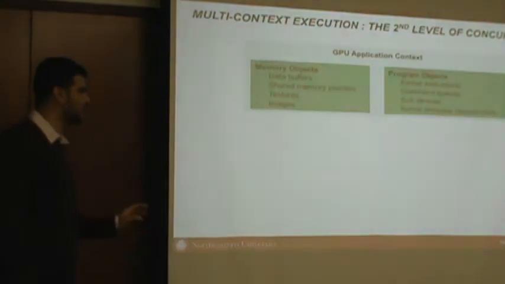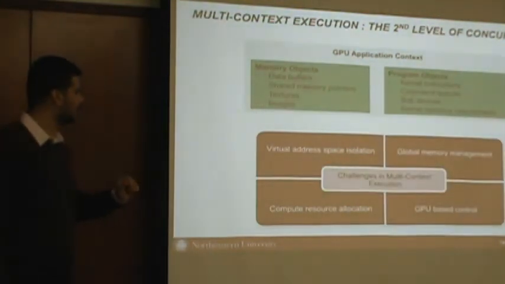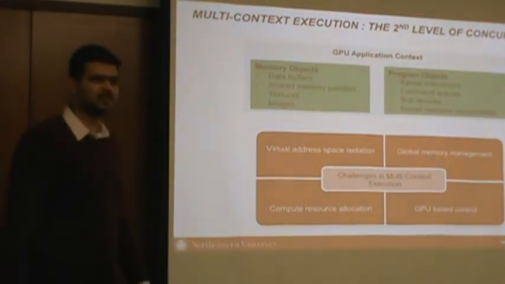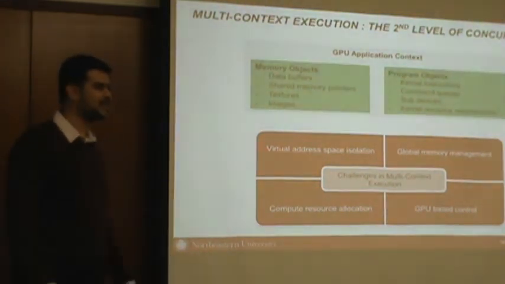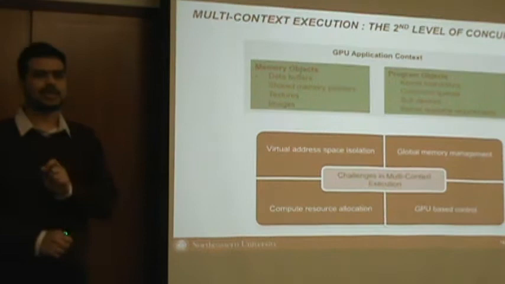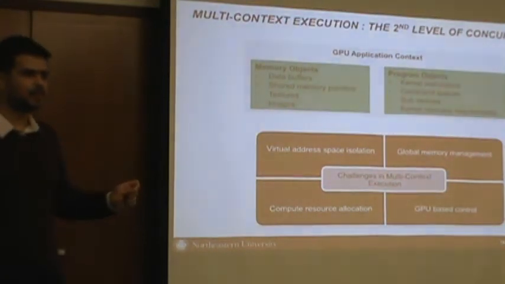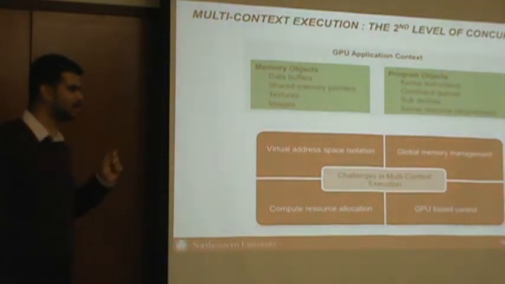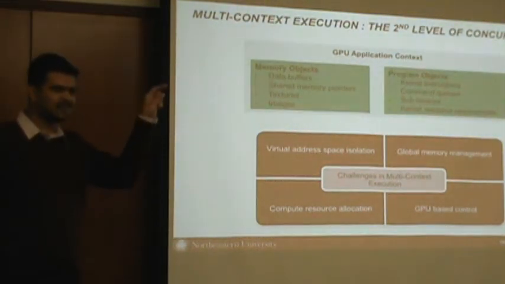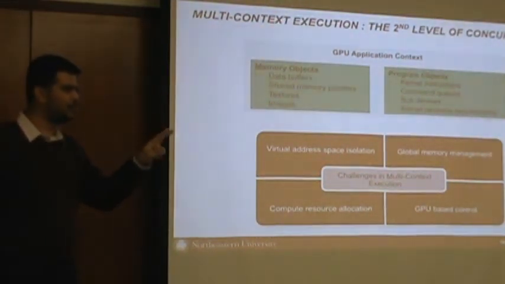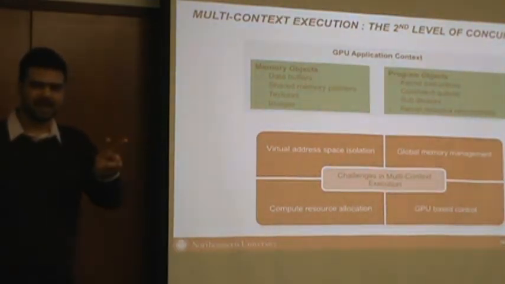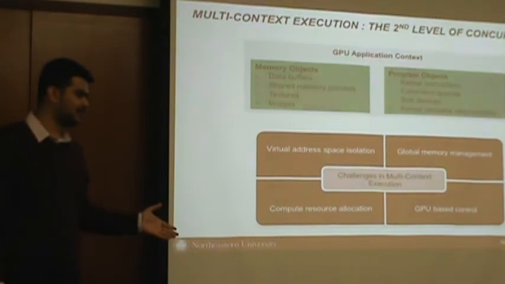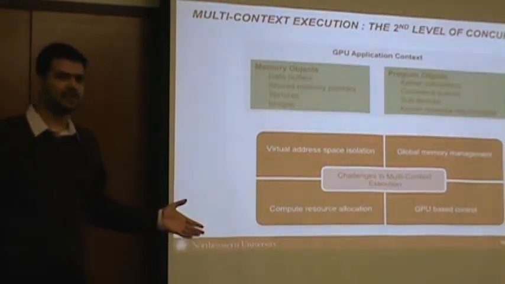But there are some problems when you want to put many contexts together. That's one of the challenges here. The first thing is virtual address space isolation. If you have taken a basic OS class in your undergrad at any time, there is something called a virtual address space for every process that runs on a machine. It has its own set of address locations. Now, if you put two of them in the same device, you have to make sure that two contexts do not read each other's addresses. And that's tough. That's going to be fun.